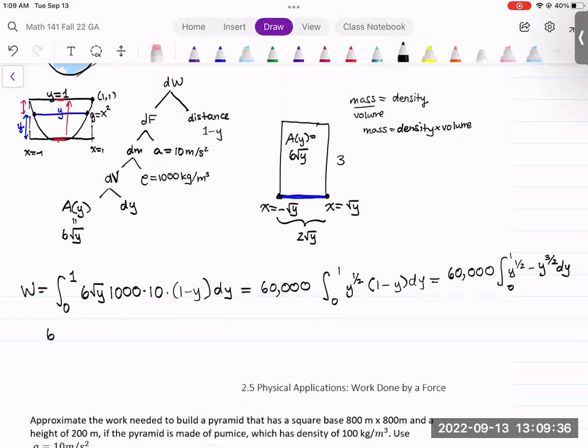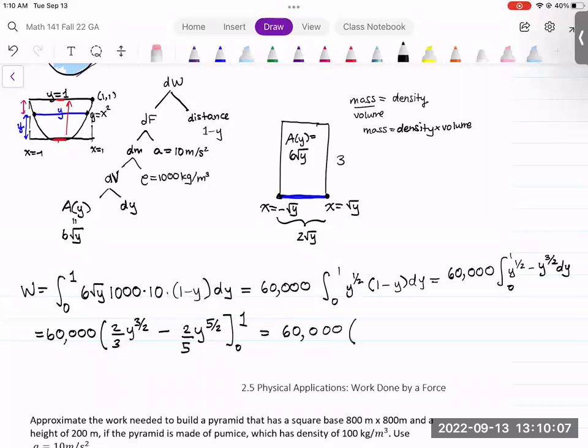So this gives us 60,000 times y to the 3/2 over 3/2, so times 2/3, minus y to the 5/2 over 5/2, so times 2/5. We're evaluating between 1 and 0. So next up, we're going to plug in y equals 1 and y equals 0 and take a look. Plugging in 1, here we get 60,000 times 2/3 minus 2/5. And then when we plug in 0 to both terms, we just get 0.